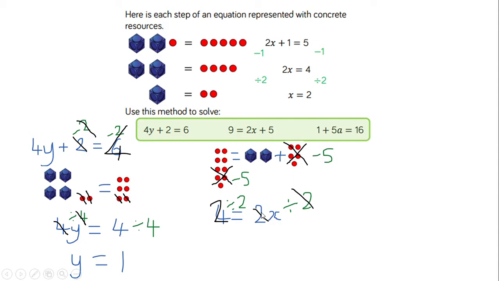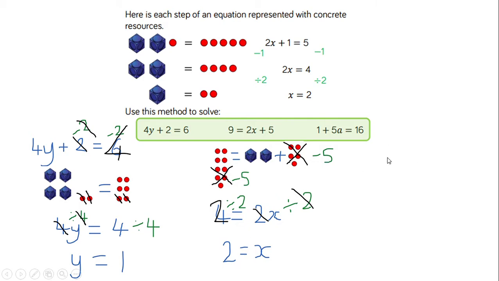Well, I need to divide it by 2 to get rid of this times 2. So if I divide this side by 2, I need to divide the other side by 2. Dividing this side by 2 gets rid of the 2 completely and just leaves x. Dividing 4 by 2 is going to leave me with 2. So here the value of x was 2.